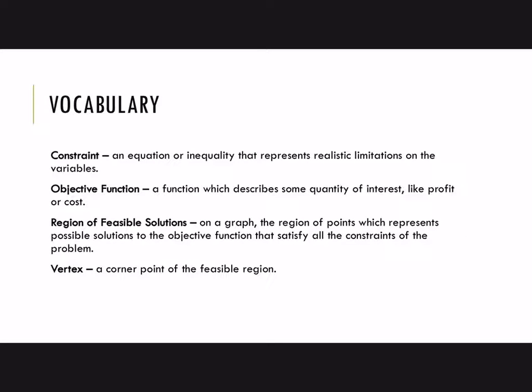Here are some vocabulary terms that you'll see show up in each of these problems. A constraint. We've talked about in real life the realistic limitations on the variables, but in these problems we'll focus on ones where the constraints are written as inequalities. So if you see the instructions, write the constraint, that means write an inequality. The objective function is the function that describes some quantity of interest, like profit or cost. So you have an equation like P equals or C equals.